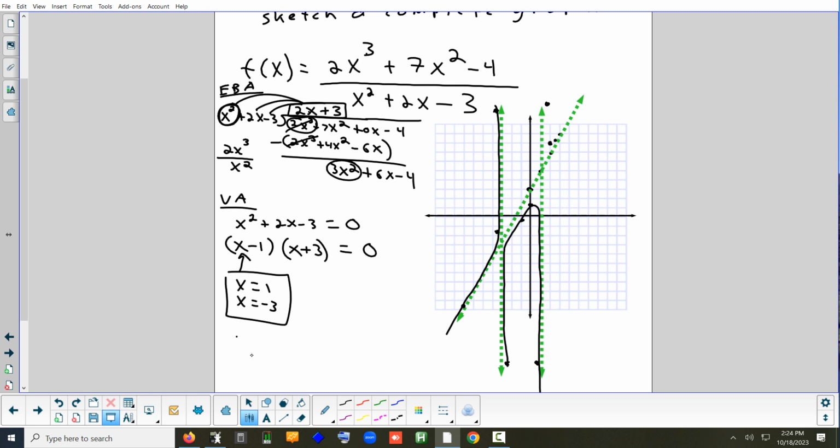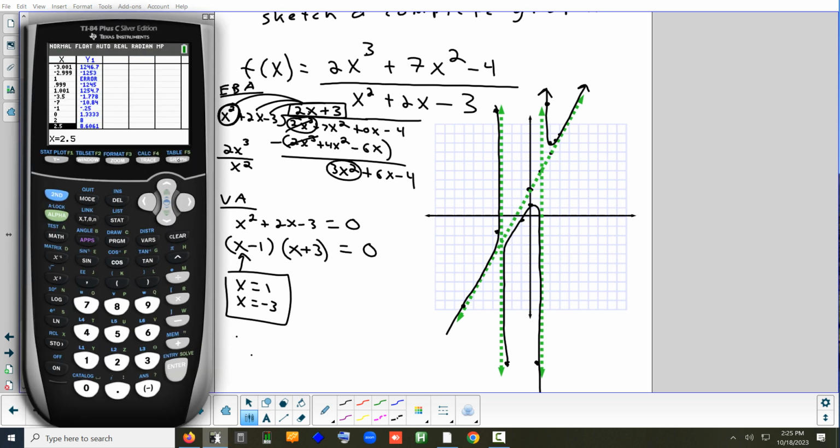I can kind of see what's happening here. This part is going to come down. It's going to curve. And it's going to go back up like that. So that's basically what your graph looks like. Let's see how we did.